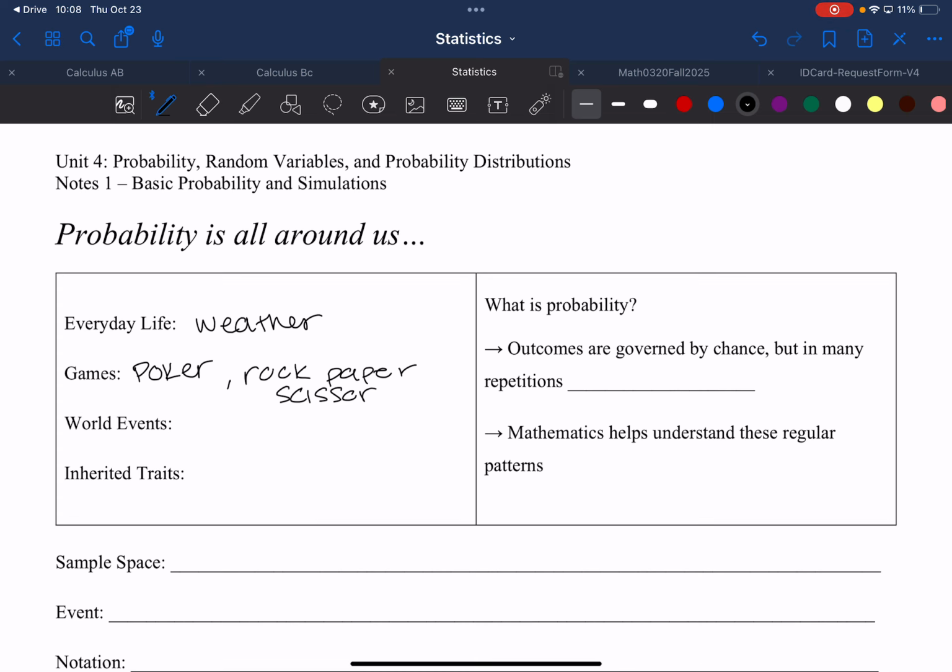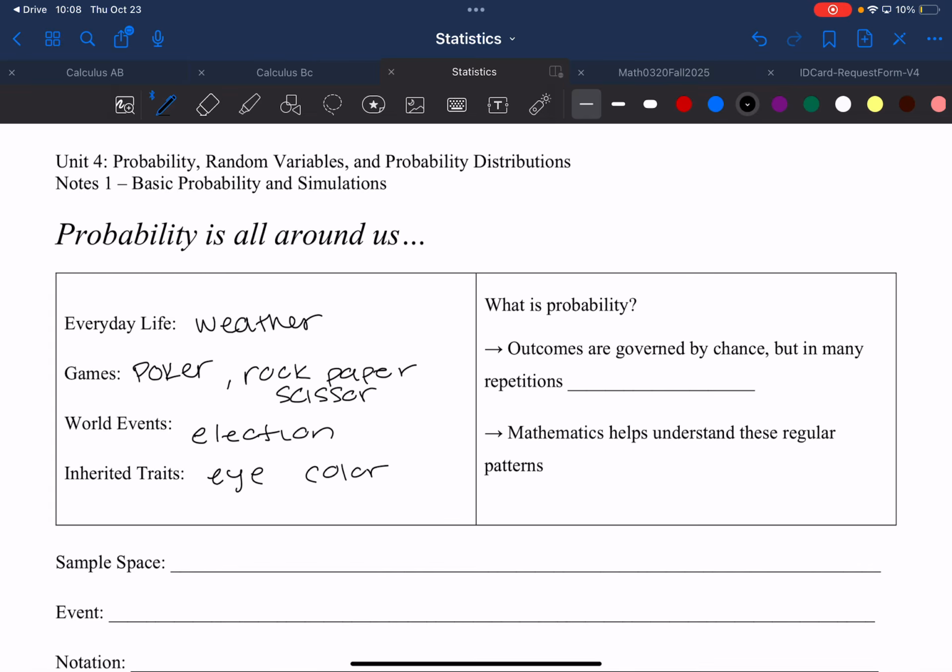Okay, what about probability in world events? World events. Elections. Right? You guys should all have these answers, right? You copied down the notes yesterday? Elections. What about inherited traits? Being ginger. Eye color. Sure, hair color, right? A ginger hair color, red hair color, yes, that's probability.